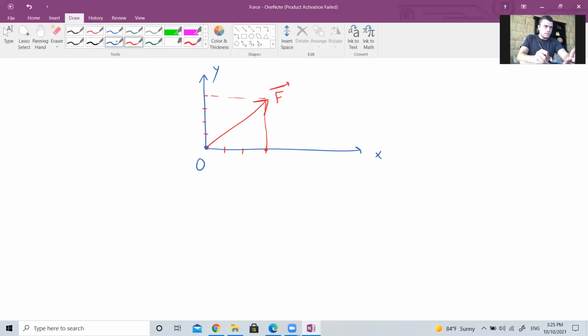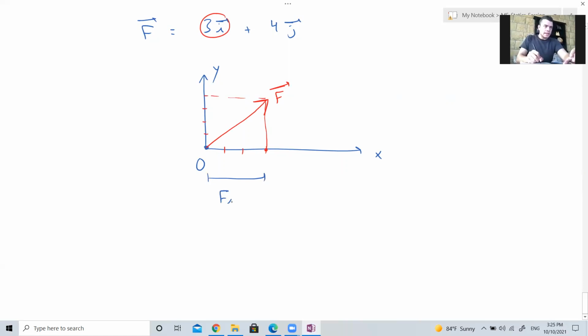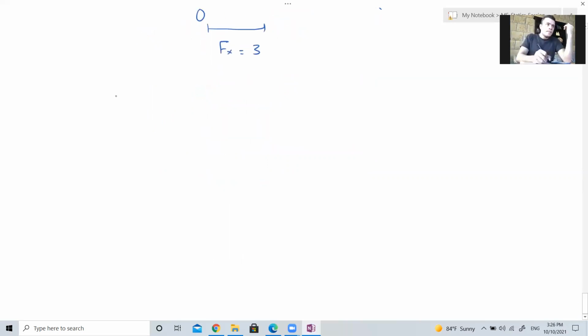This is Fx equals 3, and this is Fy equals 4. Can you see it? Clear. This is an easier method than the parallelogram method. But not all questions we can solve. Exactly. You can solve it only if you can represent the forces in an xy plane as a function of i and j.